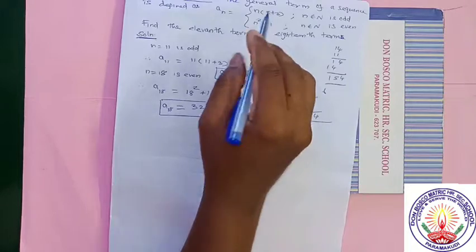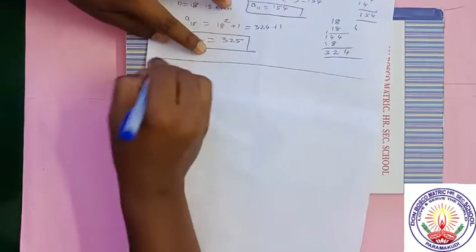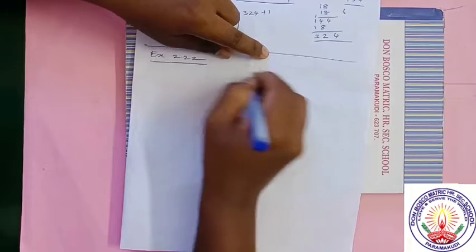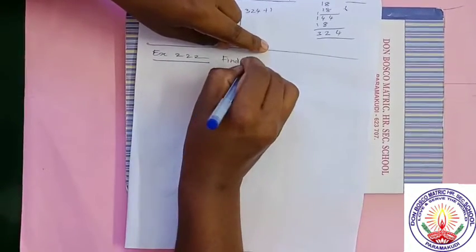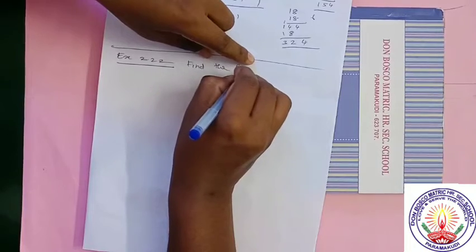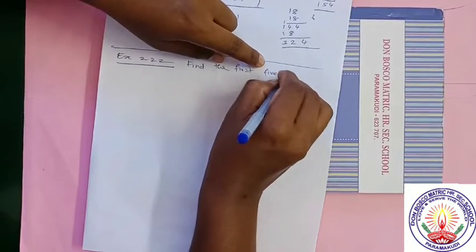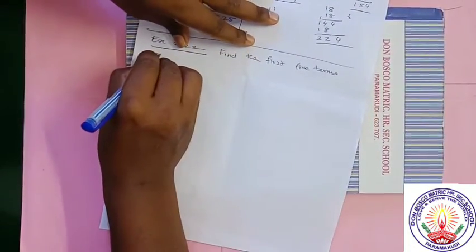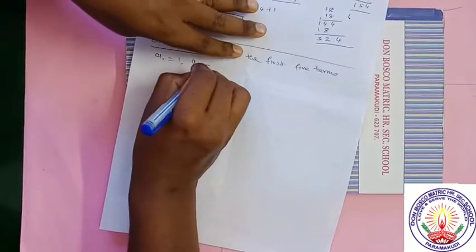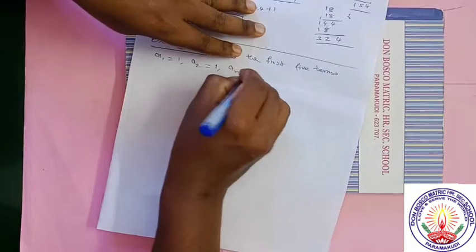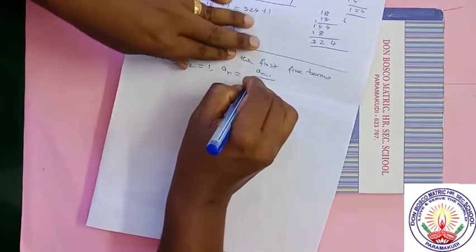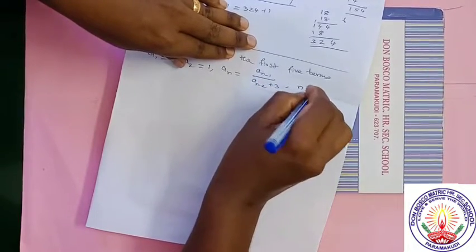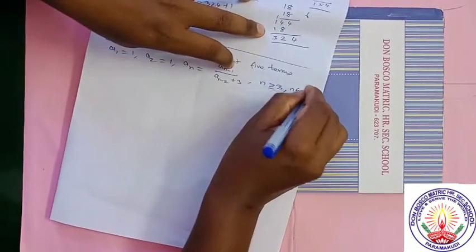The next example 2.22. The question is find the first 5 terms of the following sequence, where A1 is equal to 1, A2 is equal to 1, An is equal to An minus 1 divided by An minus 2 plus 3, such that n is greater than or equal to 3, n belongs to capital N.